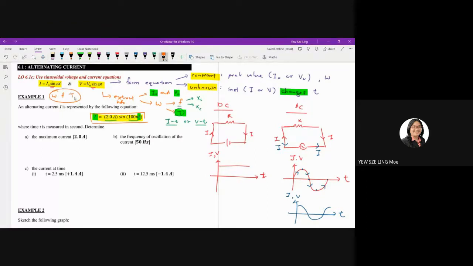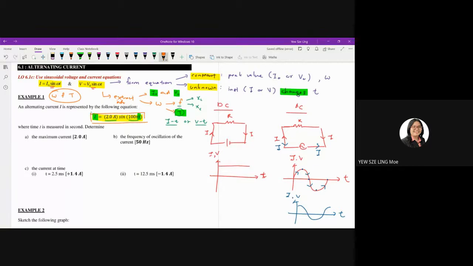If you have one of the values, then you will be able to determine the other two values, right? The values of the other two variables. So that is 6.1. The things that you need to know in 6.1 are how to form an equation or how to extract information from the equations. The reason why we want to extract the information is because we want to sketch graphs, or sometimes we need to calculate to solve calculation questions.